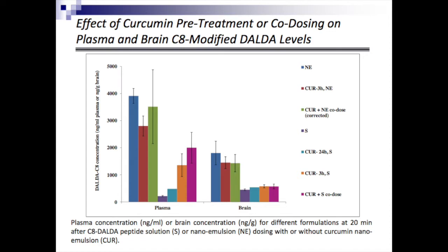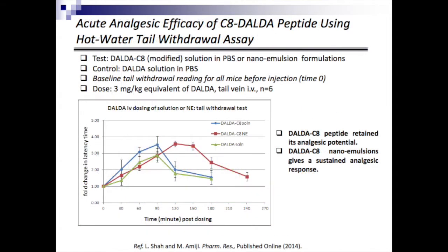And what we found, interestingly, is that when curcumin is given 3 hours before the nanoemulsion administration, 24 hours before the nanoemulsion administration, or given together, we don't see as much effect on brain penetration, but we see a huge effect of curcumin in terms of inhibiting the metabolism in the liver. So when you have a solution form of the drug, if you pre-treat the animals with curcumin, you can inhibit the metabolism very efficiently. Next was to test for efficacy, and we used 2 different approaches.